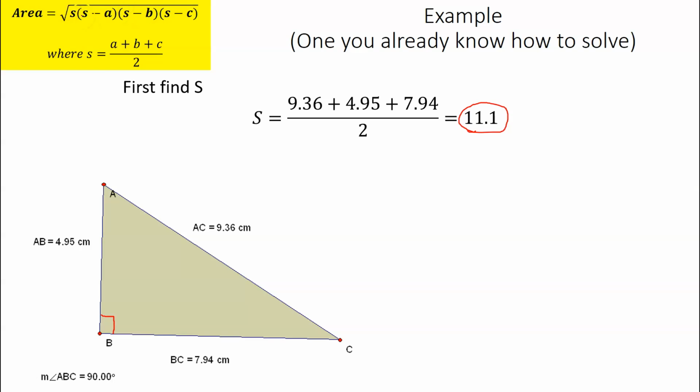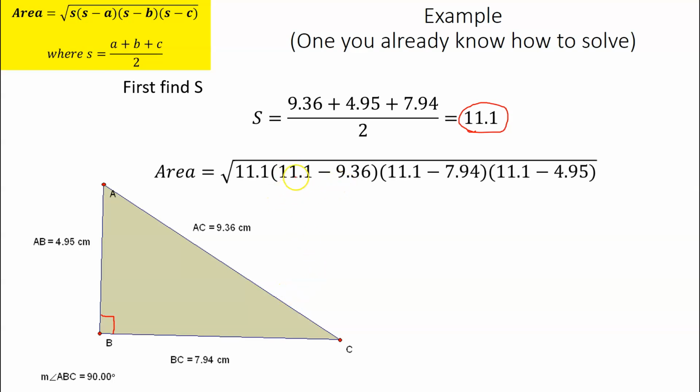Now I go up here. I'm going to take the square root of 11.1 times 11.1 minus, and it doesn't matter which one you put in here first. We can go with that one, or that one. I chose to write it this way: 11.1 minus 9.36, and then 11.1 minus 7.74, and then 11.1 minus 4.95. You can actually do all this in one big step in your calculator, as long as you're watching that you get all your parentheses in there correctly. And you'll end up with 19.3 square centimeters.